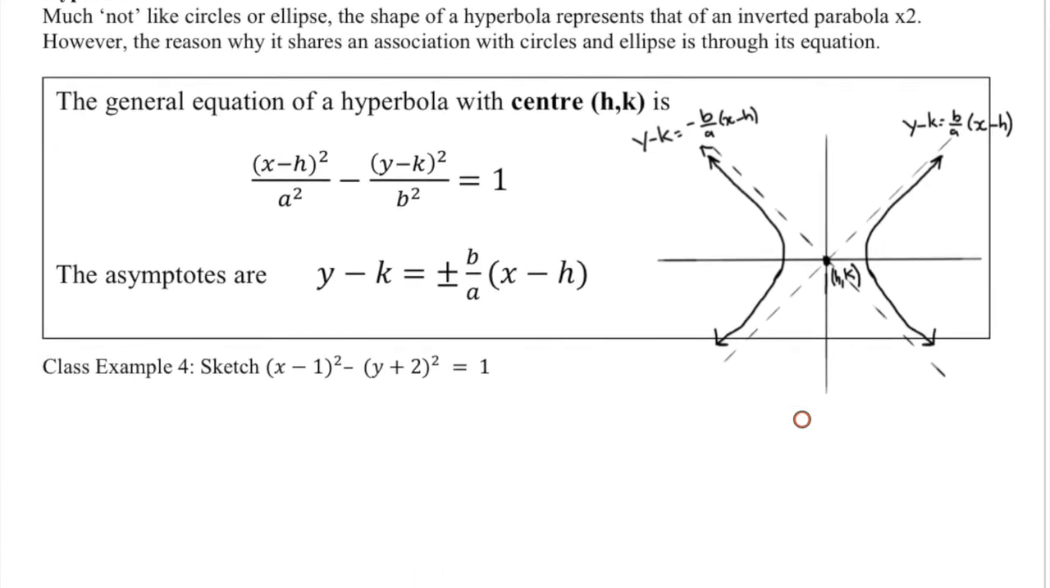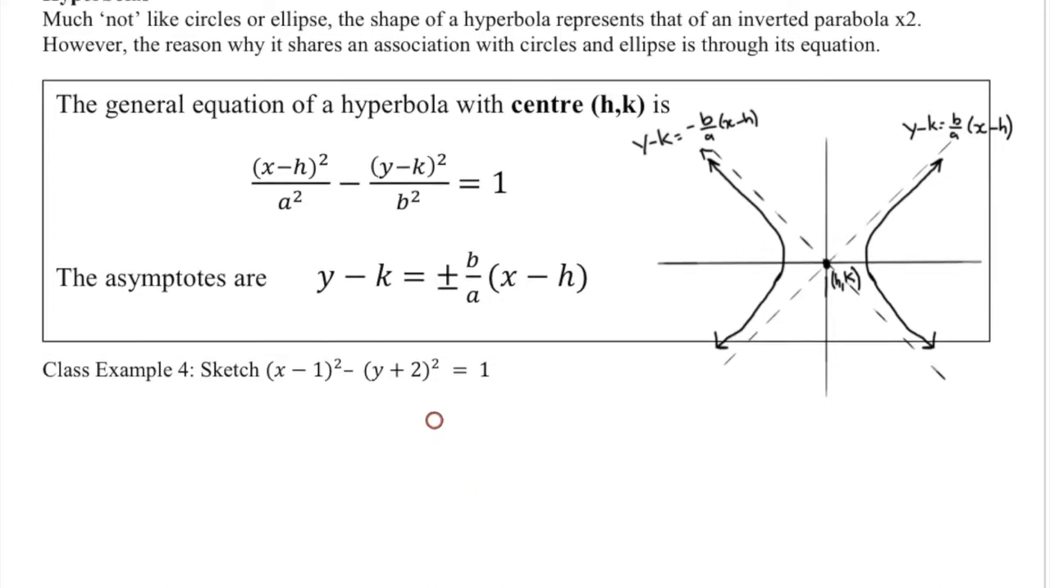Alright, so for this video, this will be our last one, hyperbolas. Much like circles or ellipses, the shape of a hyperbola is very different. It's more like an inverted parabola, and then you just have two of them. So it looks like this, and the general equation is very similar to an ellipse.